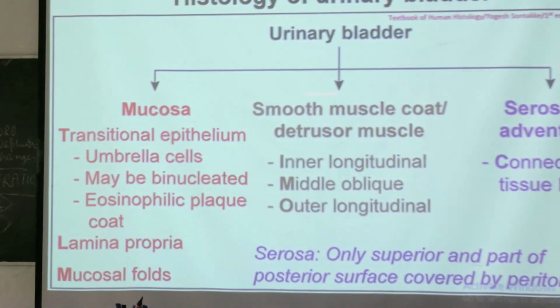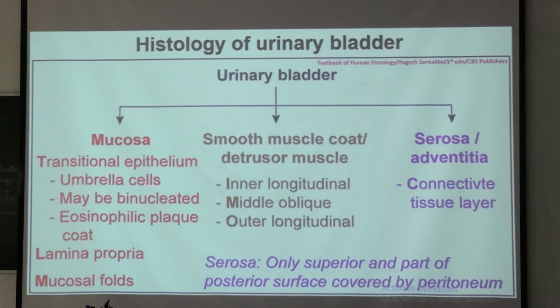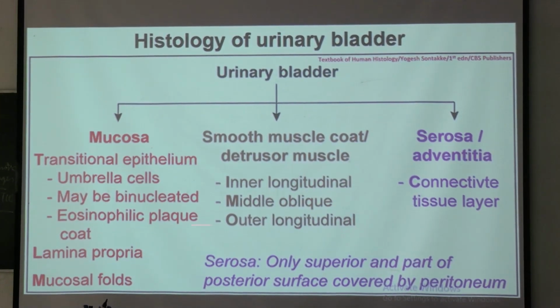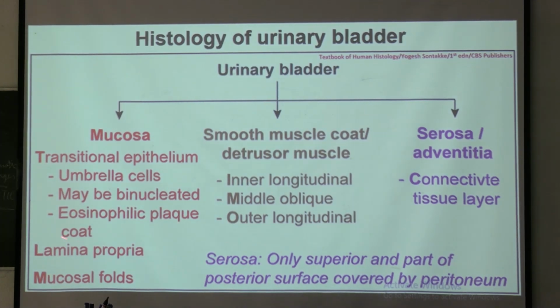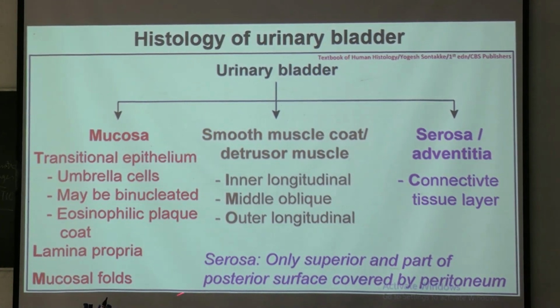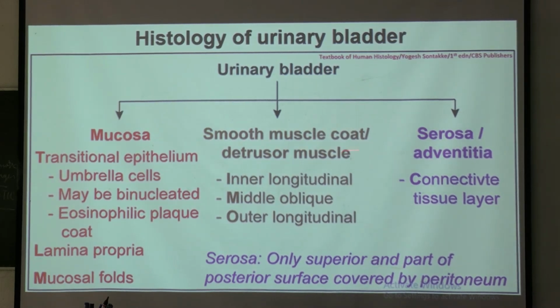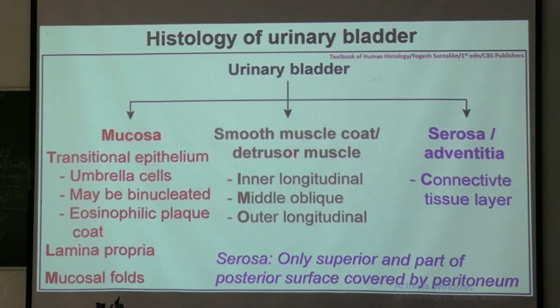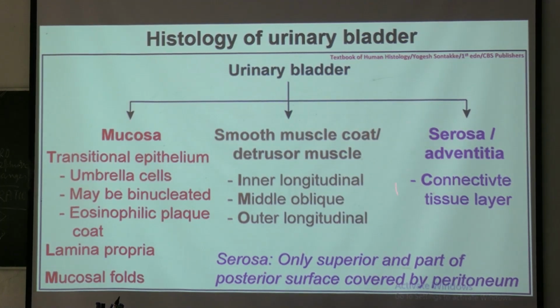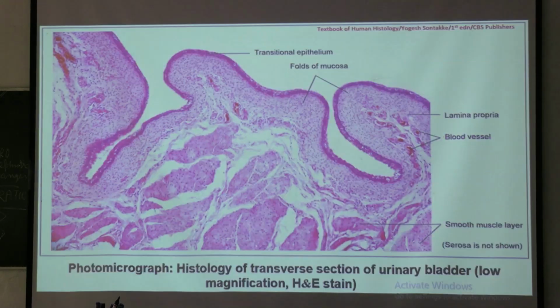So there are three layers. Mucosa lined by transitional epithelium. There are umbrella cells, may be binucleated, eosinophilic plaque coat. There is lamina propria and mucosal folds. The next layer is the smooth muscle coat, also known as detrusor muscle. Three layers are there: inner longitudinal, outer longitudinal, middle oblique. Next, outermost is serosa or adventitia, which is a connective tissue layer. Only the superior and part of the posterior surface is covered by the peritoneum, and in the rest of the part there is adventitia.